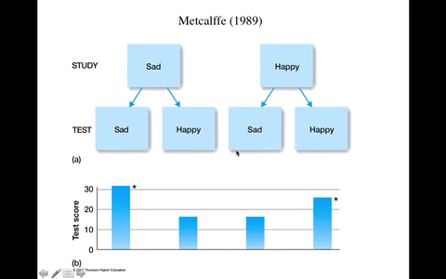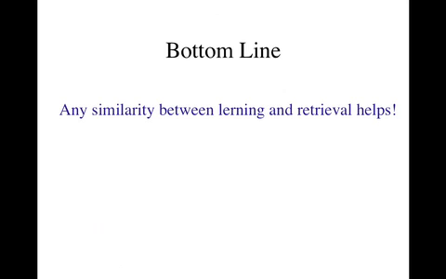And even one's emotional state. If people are given emotionally arousing words, making them happy or sad during their study, if they're sad when they're learning the word list, they're better at remembering it when they're sad versus when they're happy, and vice versa. So the bottom line is that just about anything that can match between when people are encoding the information and when they have to retrieve it, the better the match, the better memory performance is generally going to be. So, bottom line, any similarity between learning and retrieval helps.